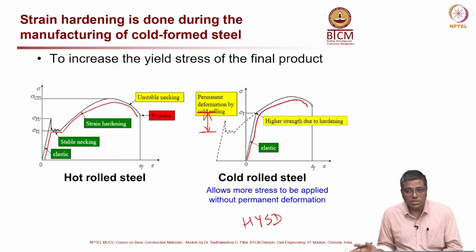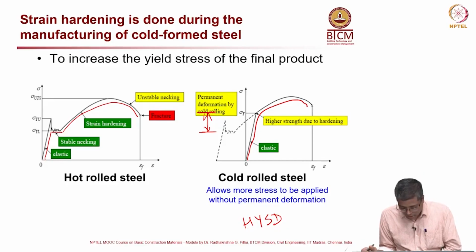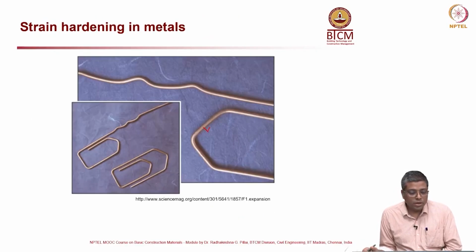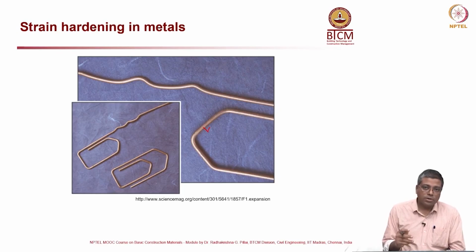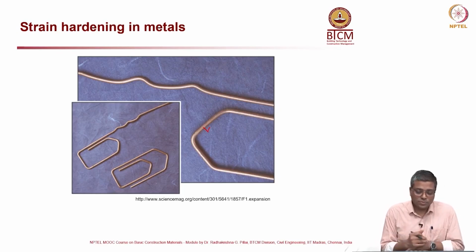So, there is no change in the chemical composition of the steel, that is important to note down here. It is just the manufacturing procedure which is changed, so that the yield strength of the steel is more.